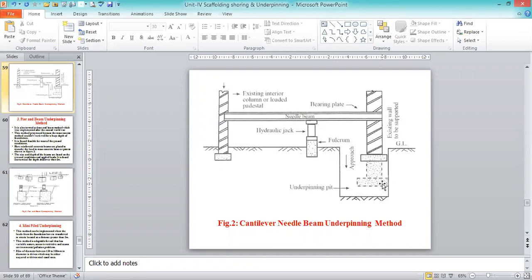In the earlier case we did it for the entire building, length and width wise, but in this case it is only one side of the building, for one existing wall, where the foundation is going to be weak. Only for that wall are we going to take it into consideration and improve it. This is what we call the cantilever needle beam underpinning method. It is restricted to only one side for the foundation treatment.